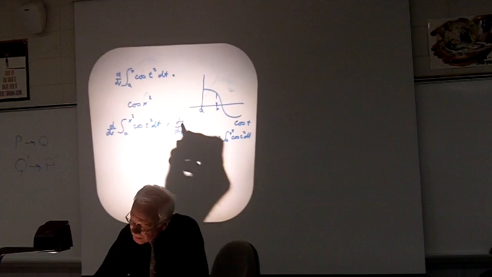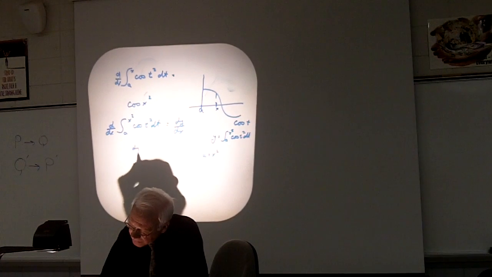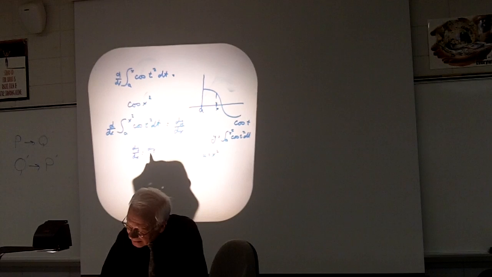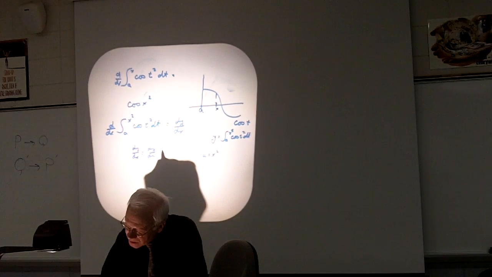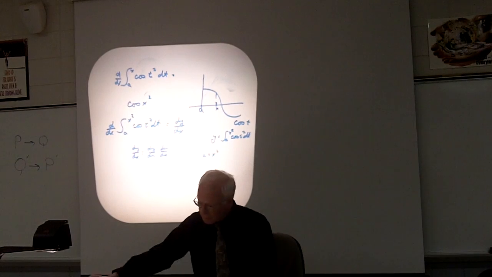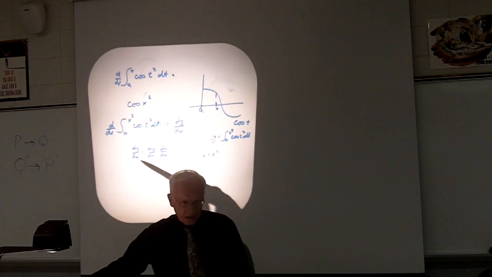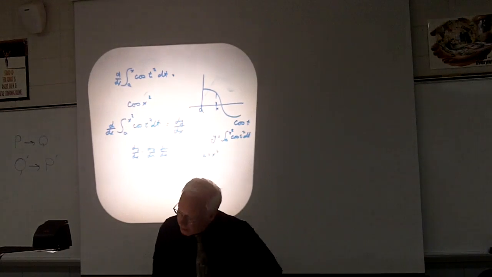So what I'm going to do is take this dy dx and make that dy du times du dx. Now that's kind of clever. Cancel these two out. Can you get this? Any questions about this? Okay.